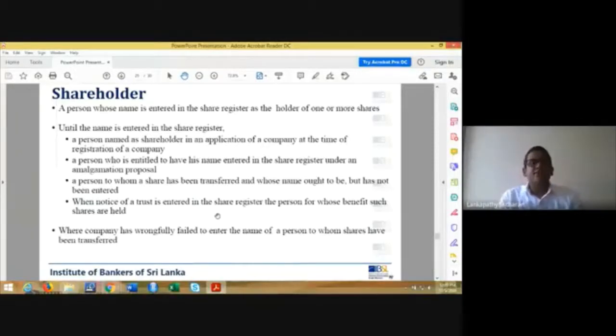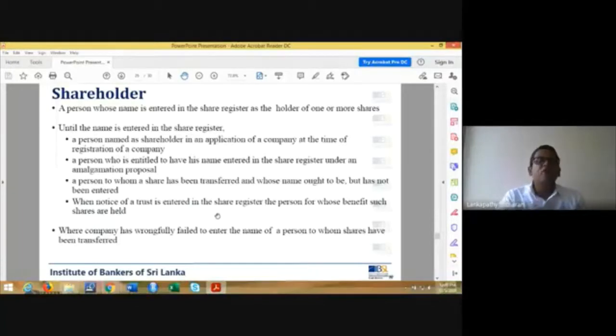But there are some exceptions. Until the name is entered in the share register, if a person is named as a shareholder in an application of the company at the time of registration, the first incorporation of the company, then that person is entitled to be called a shareholder. So at the time of initial shareholding, there will not be any share register or anything, so at that time that person is entitled to be called a shareholder. And a person who is entitled to have his name entered in the share register under an amalgamation proposal.